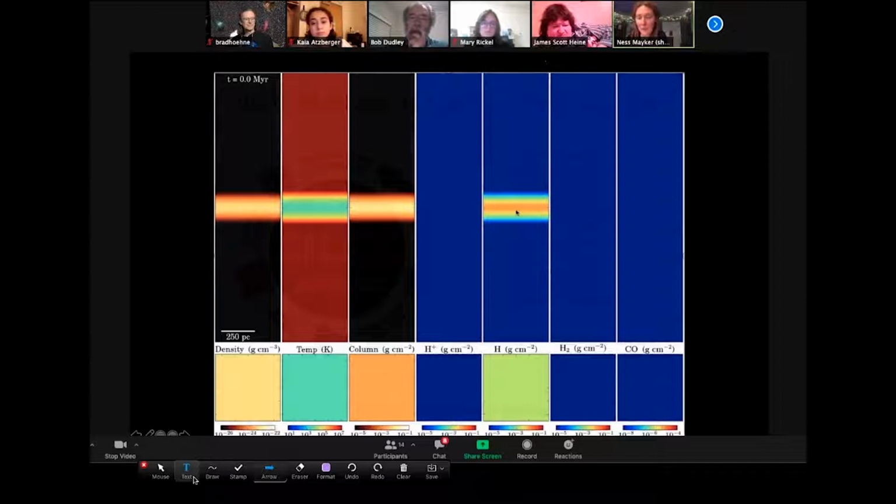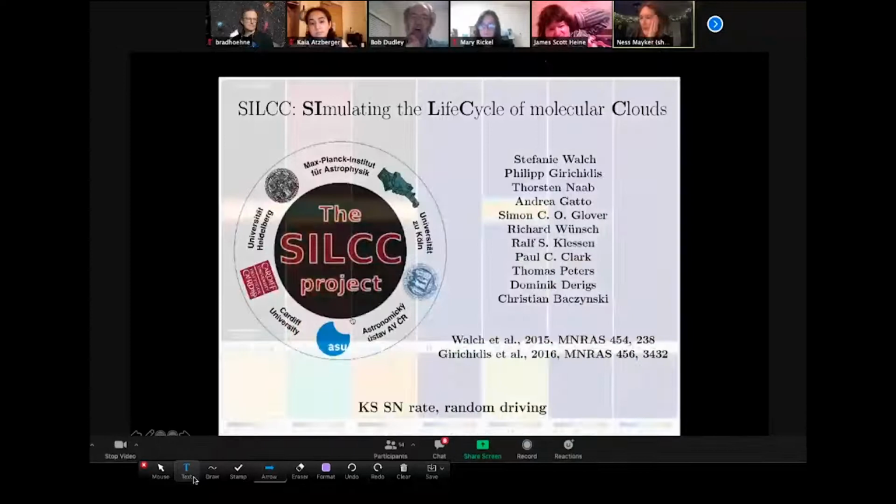You can also look at this panel next to it, which shows the molecular gas, so these clouds that will eventually form stars. We start with none of them. We just have loose gas. I'm going to go ahead and play the simulation, and we're going to see what happens when we turn on supernova in the galaxy.